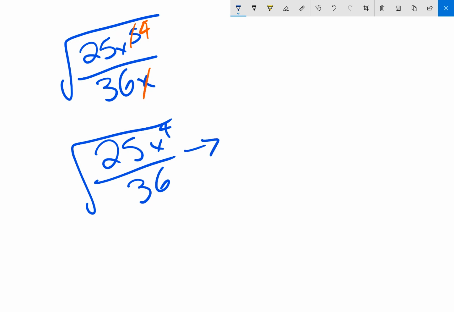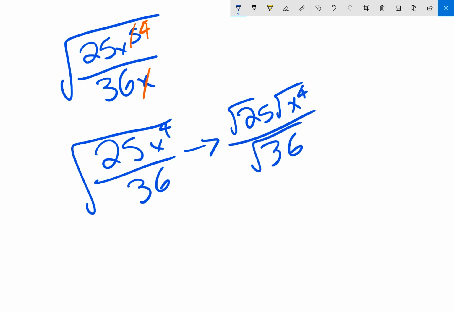Now I'll break all of these into their own radicals. So square root of 25, square root of x to the 4th, and the square root of 36. Now, all of them are perfect squares, so that really simplifies nicely. The square root of 25 just becomes 5. The square root of x to the 4th just becomes x squared. And the square root of 36 becomes 6.